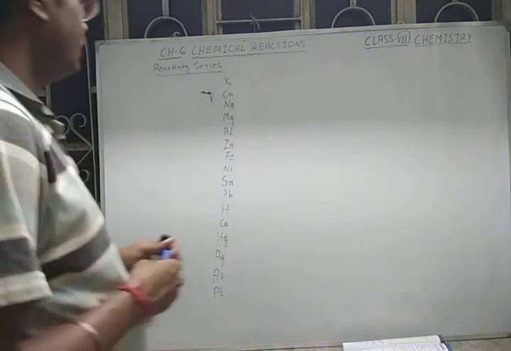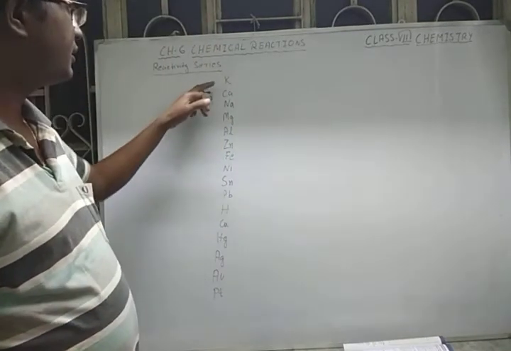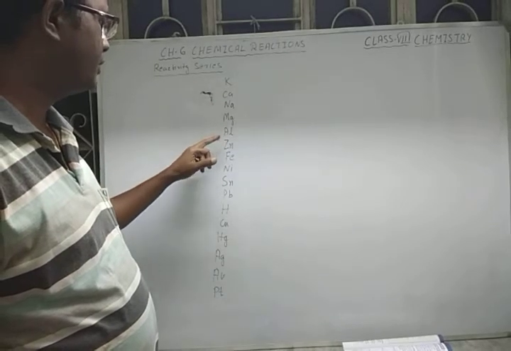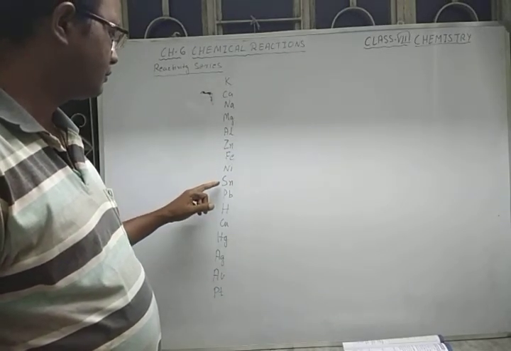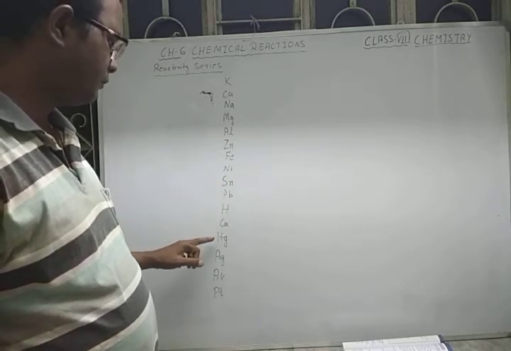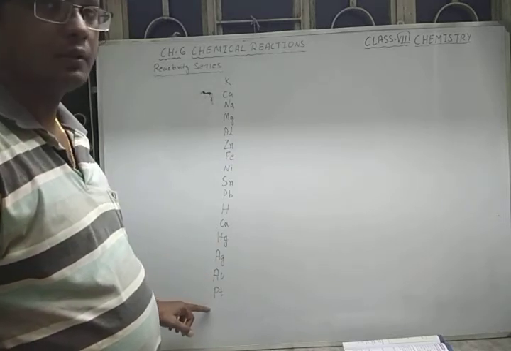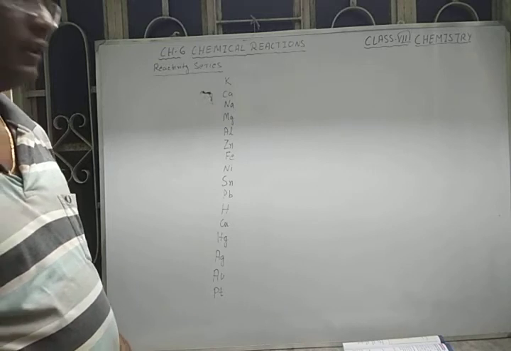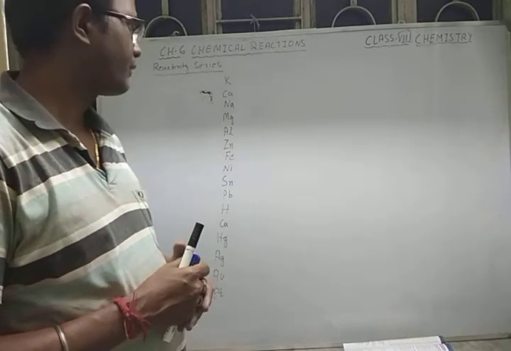You can see here I have written the reactivity series of the metals: potassium, calcium, sodium, magnesium, aluminium, zinc, iron, nickel, then tin, lead, hydrogen, copper, then mercury, silver, gold, and last platinum. Sometimes platinum is not given in the book, but the least reactive metal is platinum.